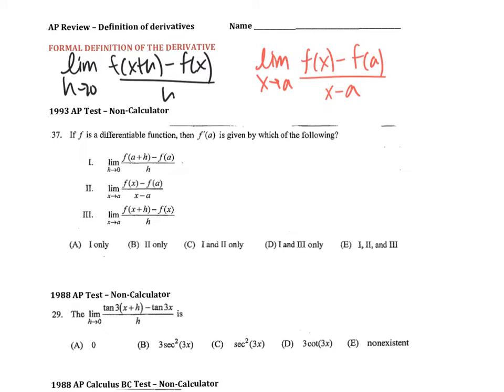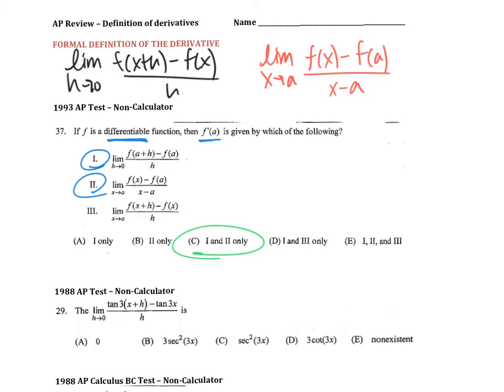So 37 says f is a differentiable function. We can have a derivative. Therefore, the derivative is given by which of the following? So which of these match my formal definition of derivatives up here? I like this first one. Instead of x, they just used a, but option 1 definitely applies. Option 2 is the same. The problem with option 3 is that they're having x approach a, but using my initial formula, so it's almost like they put the two together and it doesn't work that way. So I like 1 and 2, and that would give me answer C.